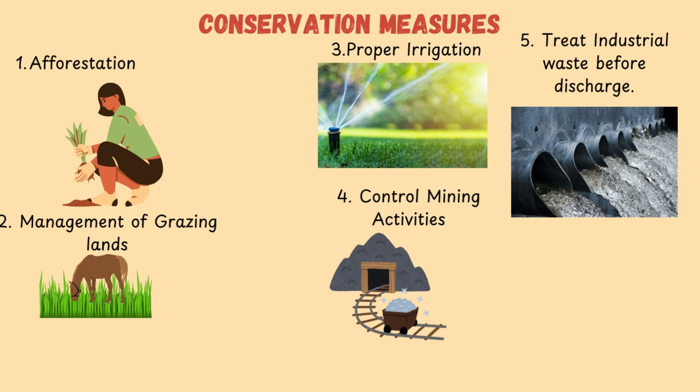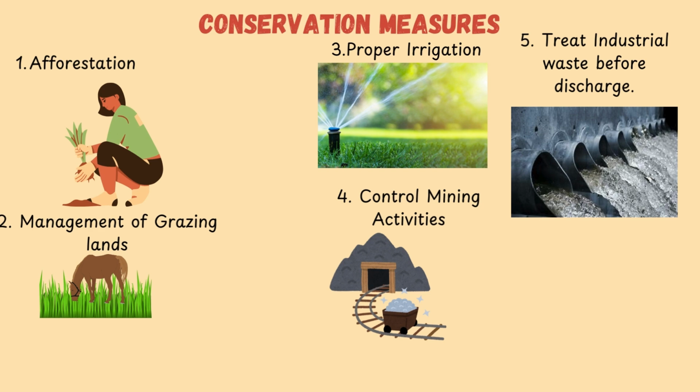Land degradation. What is meant by land degradation? This means the decline in the quality of land. We already learned that land is a very important natural resource, but due to various human activities, there is a decline in the quality of the land. Those human activities are deforestation, overgrazing, over irrigation, cement factories, which generate a large amount of dust, and industrial waste.